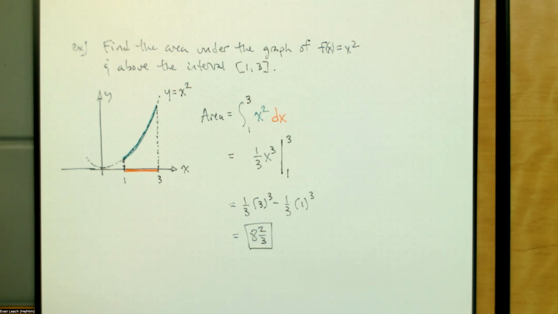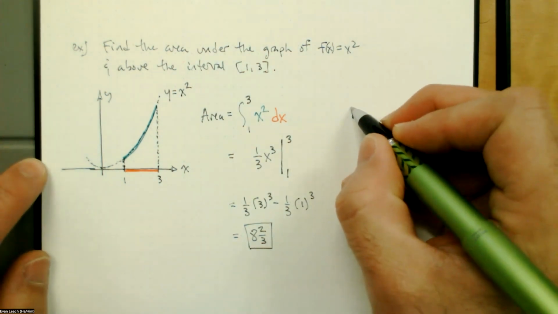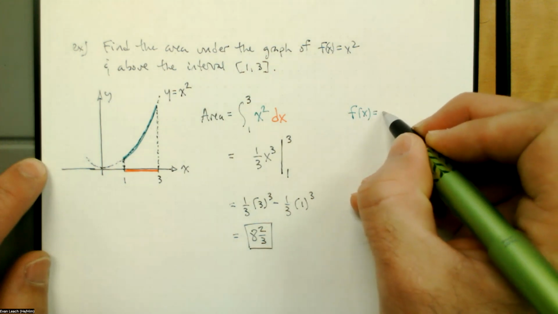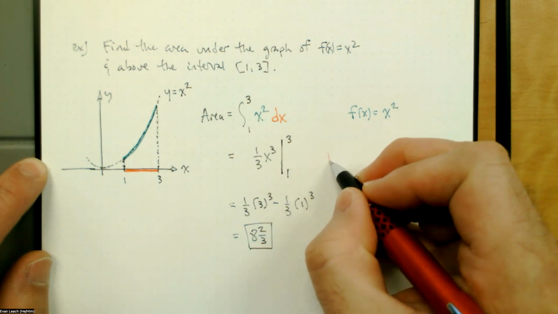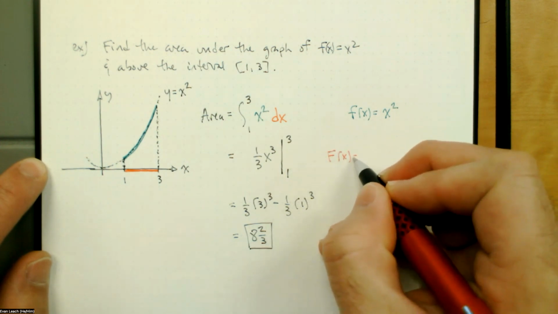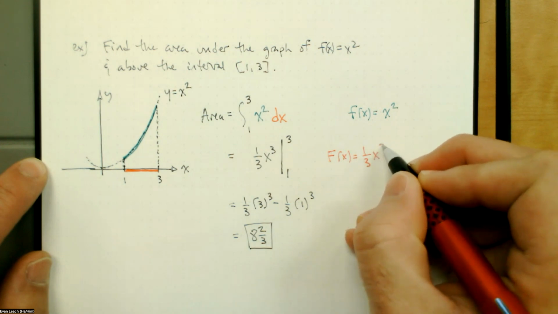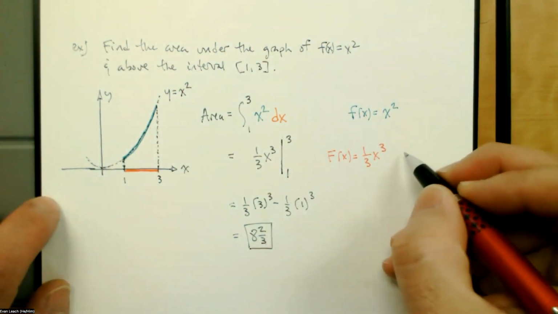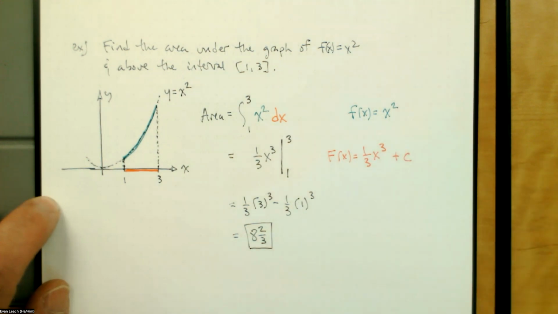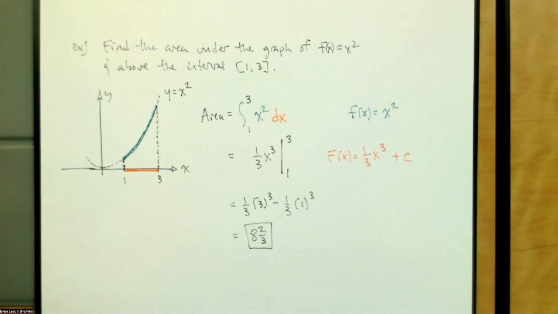Our original function, the function that we are integrating, that's how we use it as a verb, we are integrating x squared. The original function that we're integrating is x squared. And the antiderivative is capital F. The general antiderivative would be 1/3 x cubed plus c. But since we can choose which antiderivative we're using, let's choose the one where c is equal to 0.